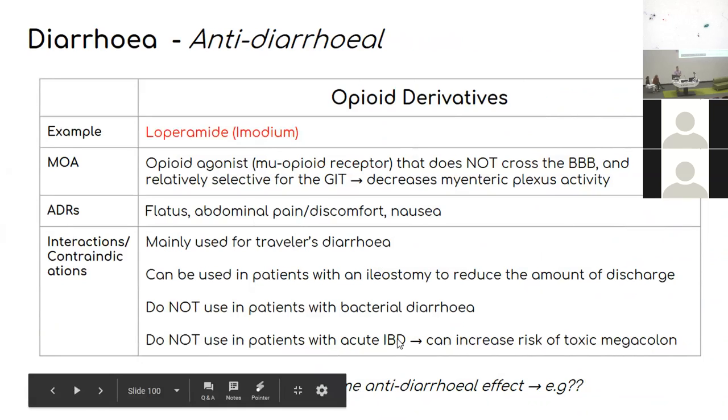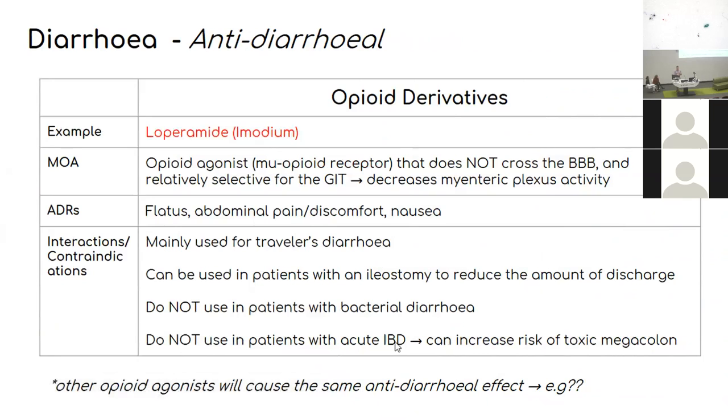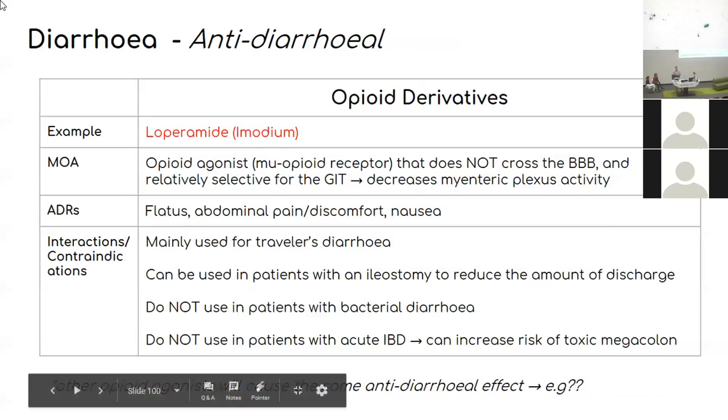And do not use in patients with acute inflammatory bowel disease, so Crohn's or ulcerative colitis, again, because you're going to be stopping the movement and you're going to increase their risk of either perforation, fistula, or toxic megacolon in the case of ulcerative colitis.